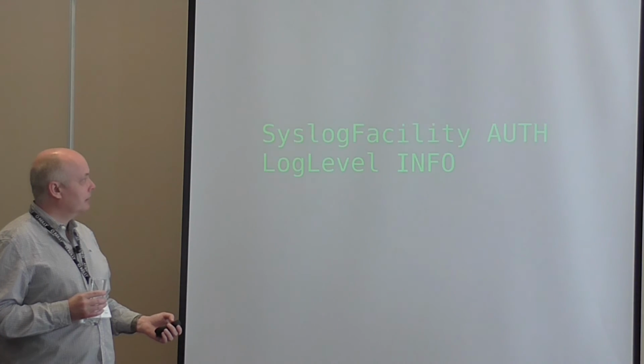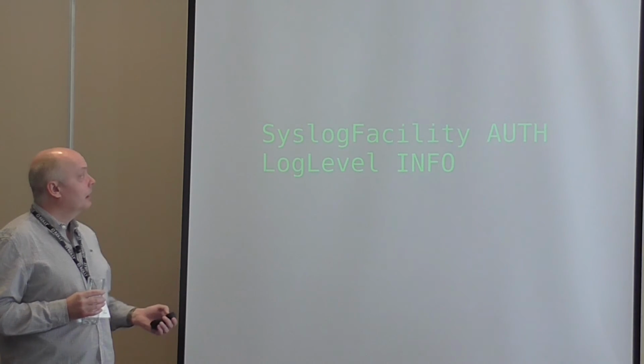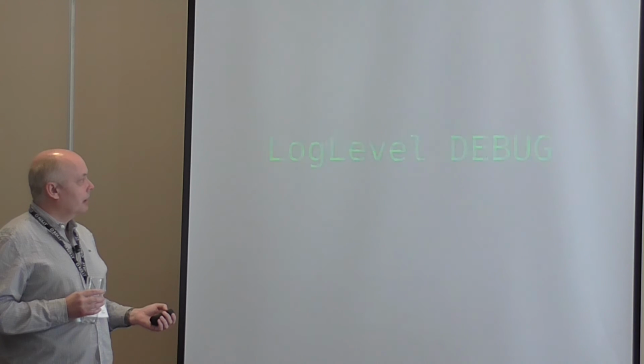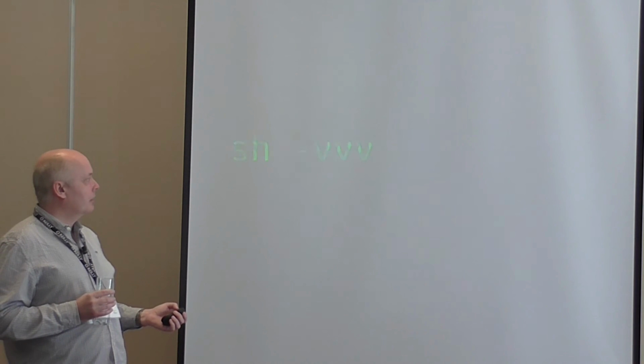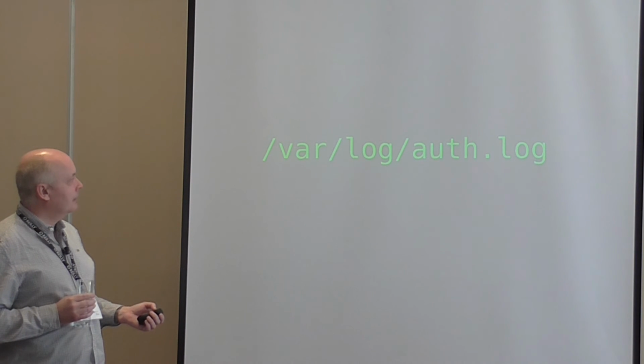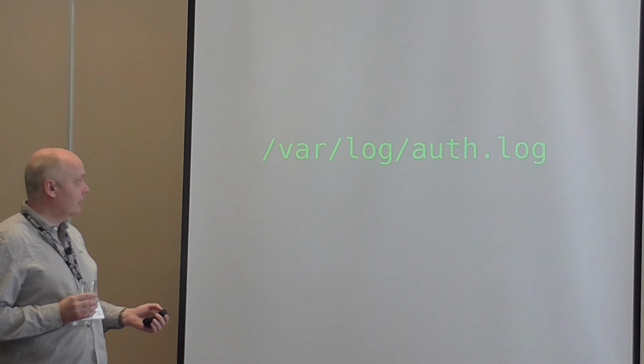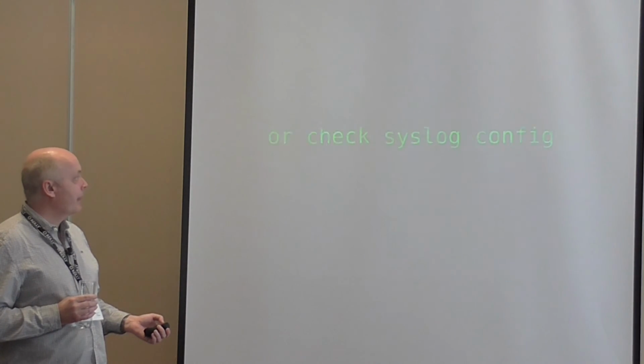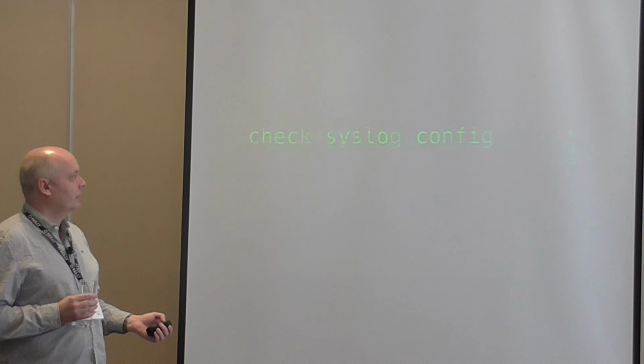Troubleshooting. The standard is just log level info, so you can increase that, and you can run SSH with lots and lots of extra debugging. I can't read that either. Depending on how your syslog's set up, it'll probably appear in the auth log, or you can check your syslog to find out where it ends up.